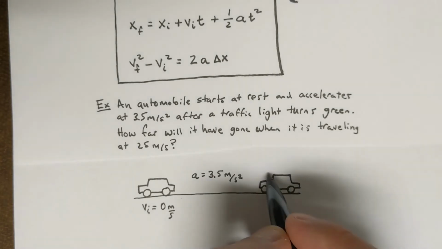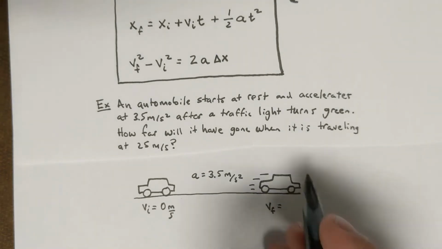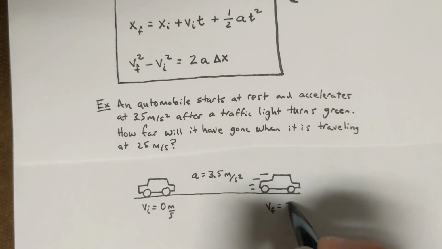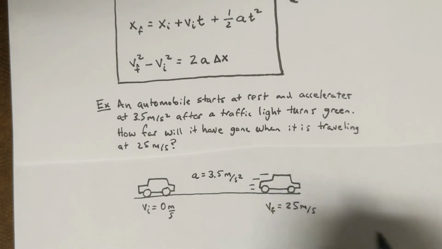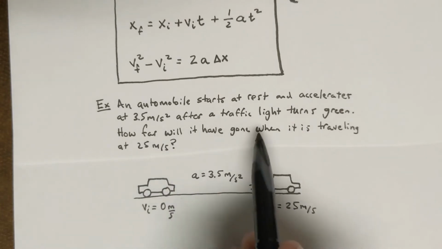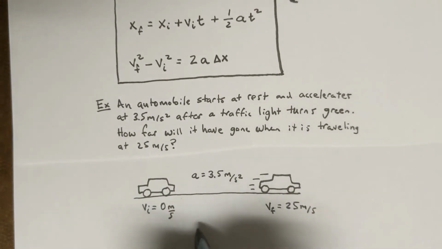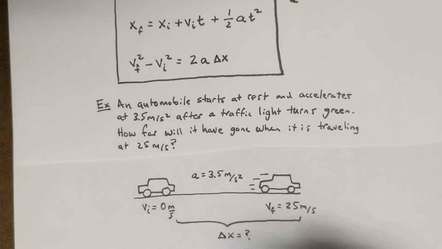And it's no longer stopped, right? It's been accelerating, so now it's moving. And the final velocity of the car is 25 meters per second. And what are we being asked to find? It says, how far will it have gone when it is traveling at 25 meters per second? So how far will it have gone? This is a displacement. We want to know how far is the final position from the initial position. So this is what we're looking for, delta x equals question mark.